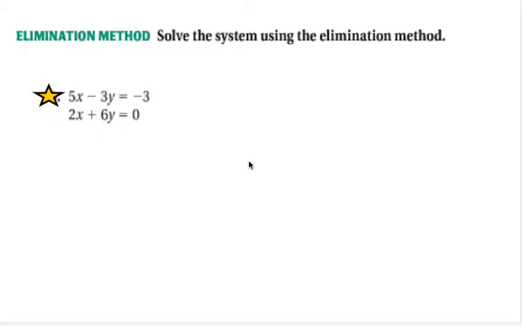Solving a system of equations. Method number 2, the elimination method. Okay, as I look at this one, when I'm thinking about the elimination method, I'm looking for common multiples, so it makes it really pretty easy.